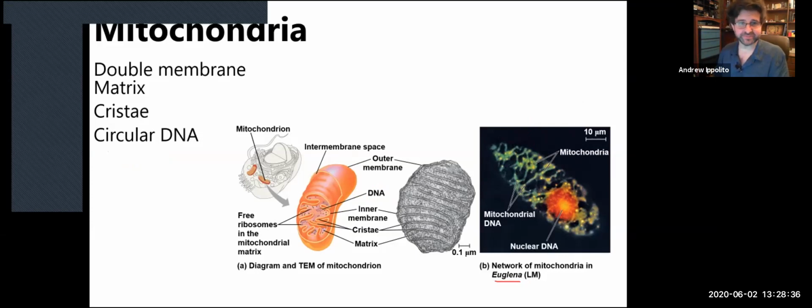Euglena also has an eye spot. There's a little eye. They're photosynthetic, but they're free swimming. And supposedly, if you put euglena in the dark, it kills their chloroplasts and they become predators and go around eating things.